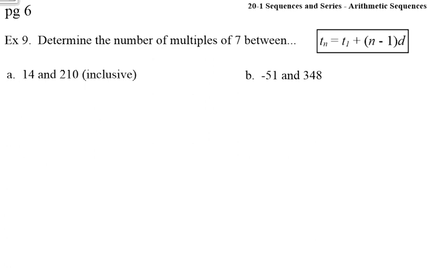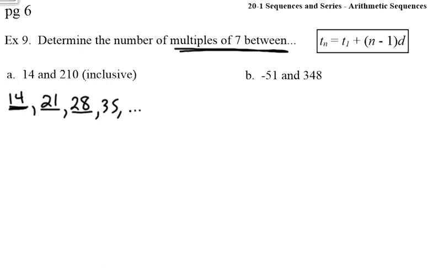This question says, determine the number of multiples of 7 between 14 and 210. So that means 14. What's the next multiple? We want multiples of 7 between those. Well, 14, the next multiple of 7 is 21. 28 is the next multiple of 7 because these are what you multiply to get 7. And then we go to 35 and so on until we get to 210. That's what the question's saying. Multiples of 7: 14, 21, 28, 35, 42, 49, up to 210. So term 1 is 14, and we don't know what T of N is.